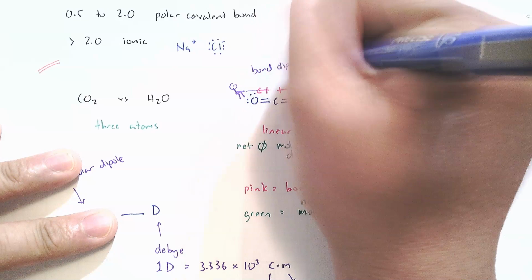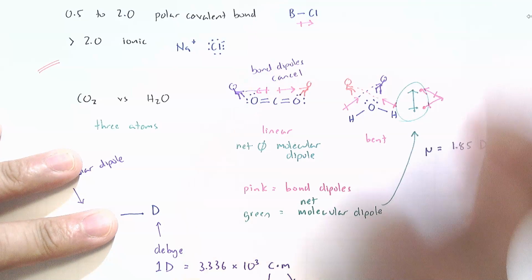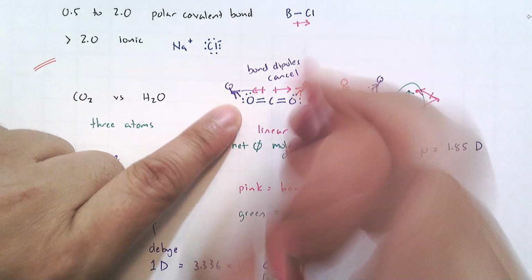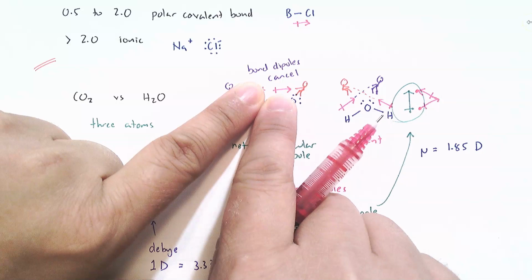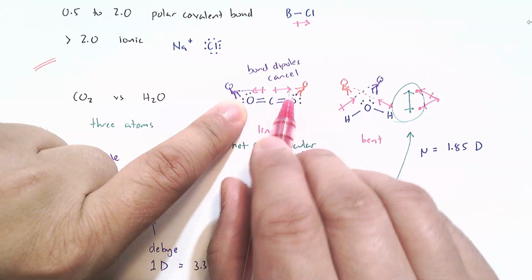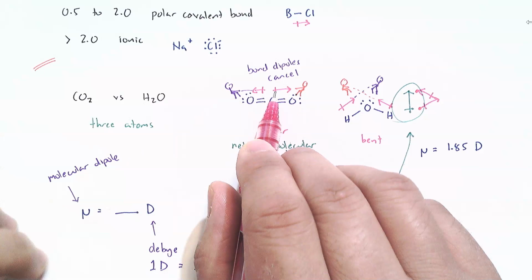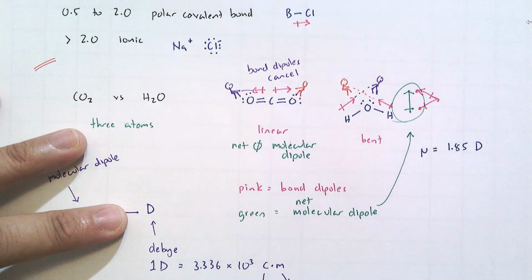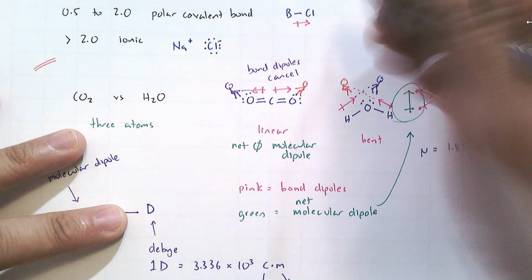Bond dipoles cancel. And this one you get a net movement. They cancel, right? Because if I take a look at this arrow, and I superimpose this arrow, the beginning of this arrow to the end of this arrow, we end up at the beginning. No movement. The bond dipoles cancel out. Here they don't cancel out. Okay?